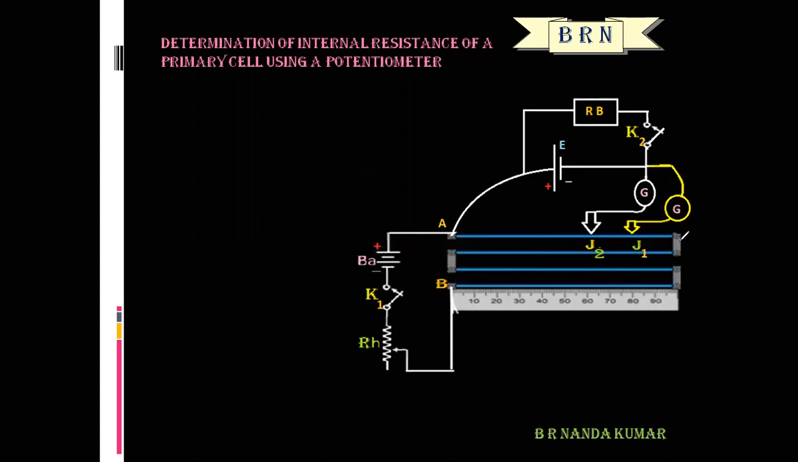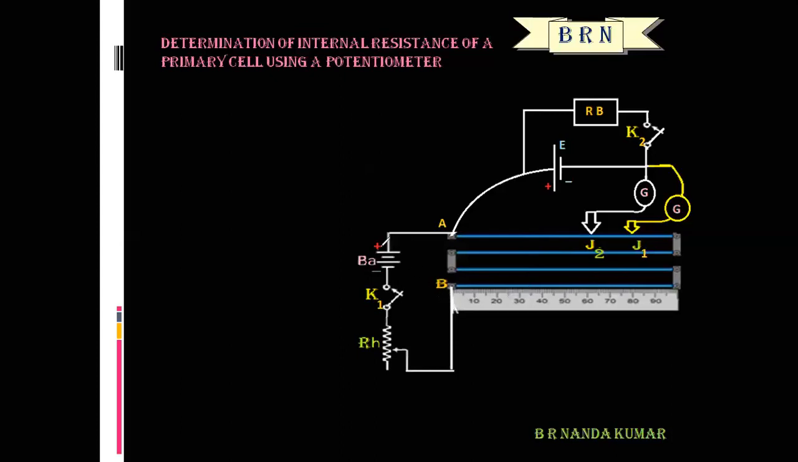Why are thick copper metallic strips used in the potentiometer for connections? Because thick copper metallic strips do not contribute any resistance in the potentiometer wire. The wire is made of manganin or constantan, because manganin and constantan have very high resistivity and very low temperature coefficient. A 1 meter scale is fixed parallel to the wires.